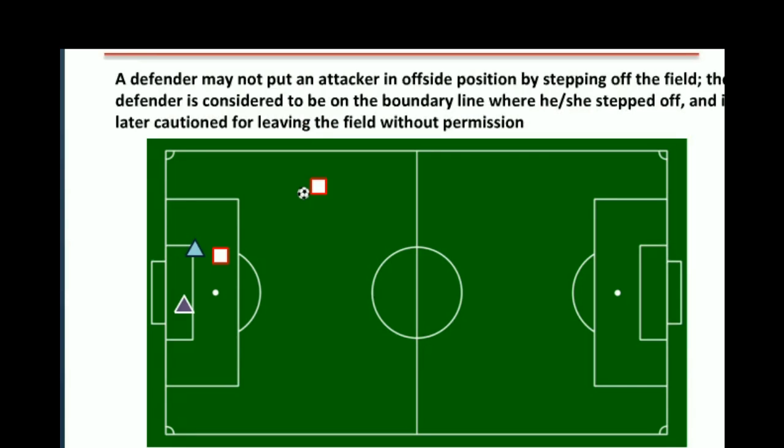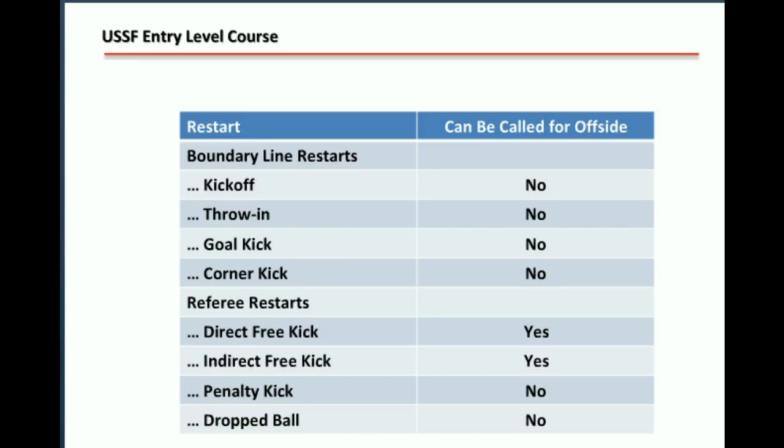A defender may not step off the field in order to put an attacker in offside position. The laws strictly note that a defender who deliberately leaves the field is considered to be on the touchline or goal line for the purpose of judging offside. Furthermore, as we will learn very shortly, a defender who does this is also cautioned or yellow carded for leaving the field without permission.